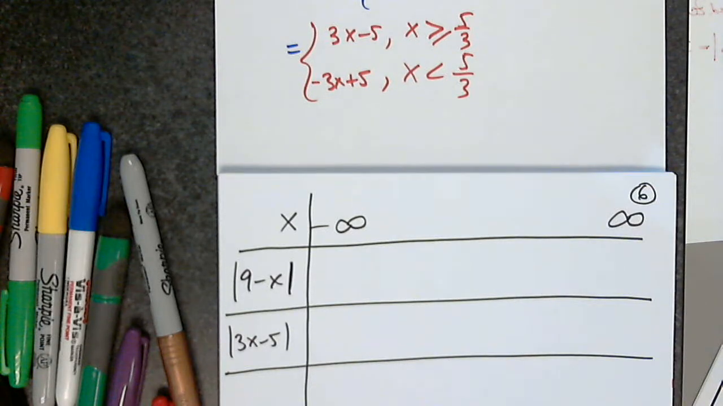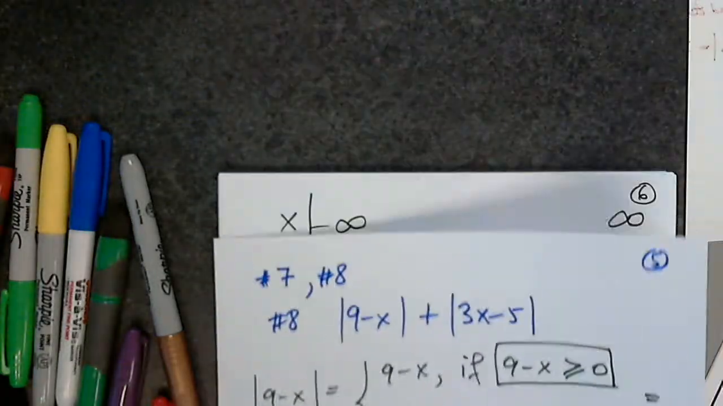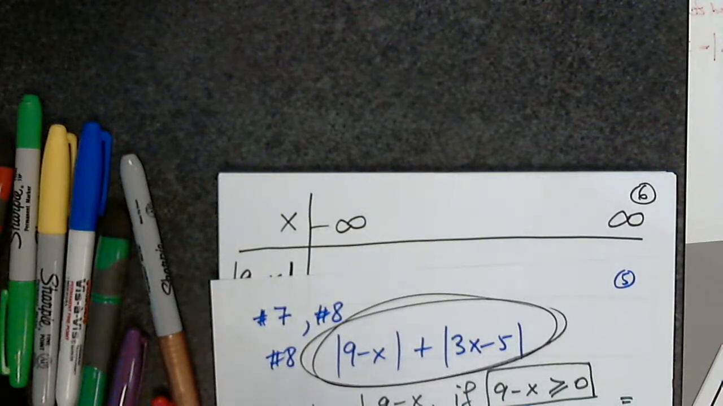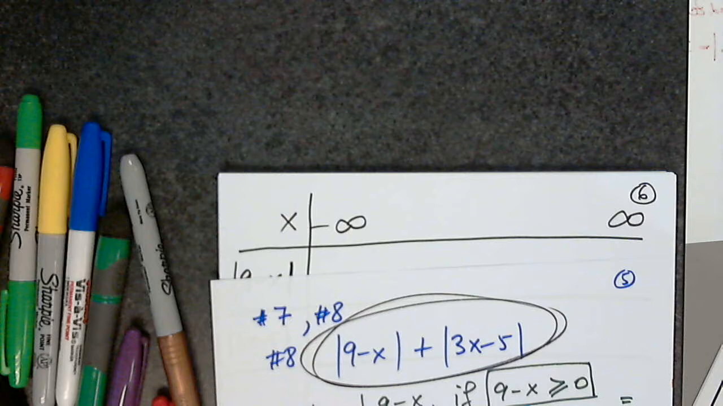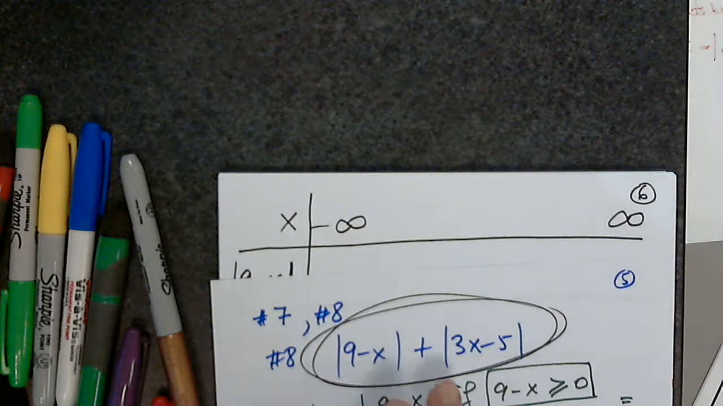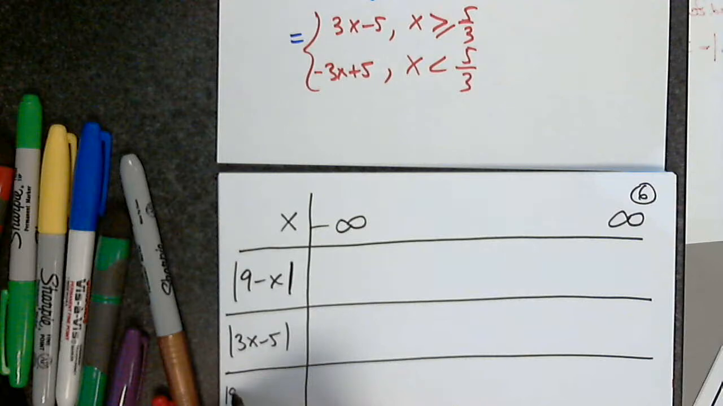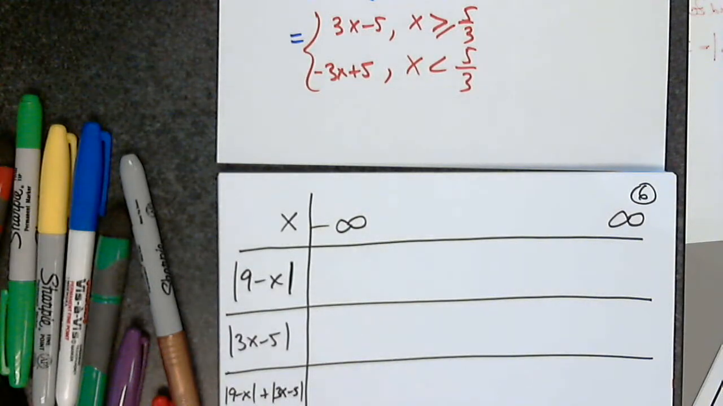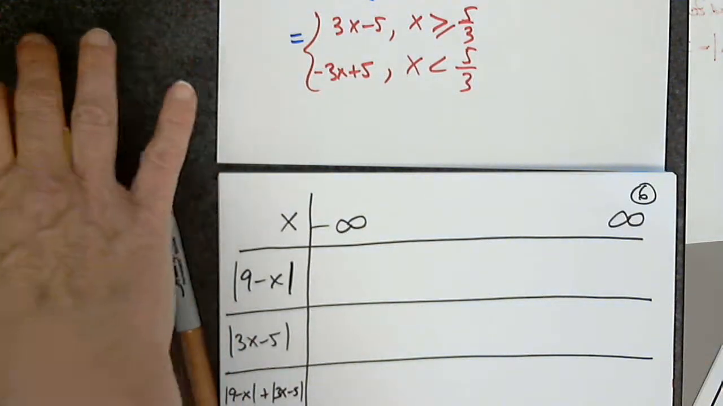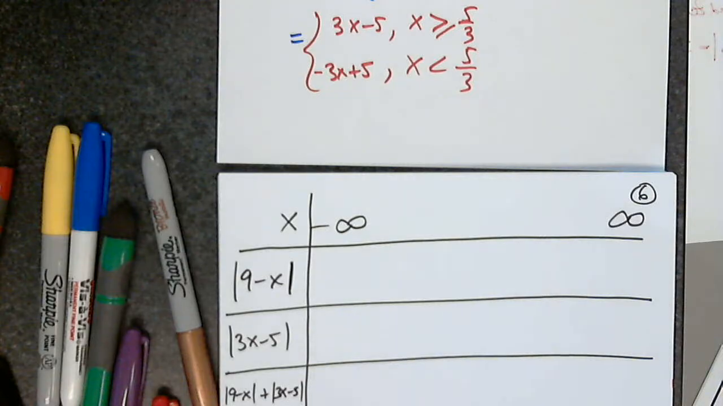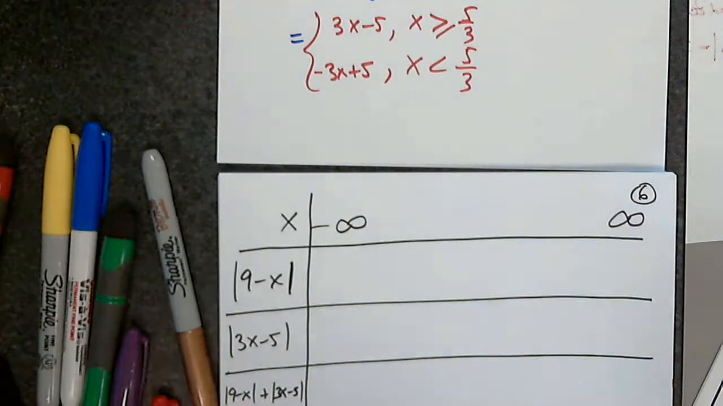Both. The expression. This is what I'm trying to simplify. Not each by itself, but I had no choice. I had to simplify each by itself first. But what I'm really interested in, that's my target: the whole expression. That would be on the last row. So the absolute value of 9 minus x plus the absolute value of 3x minus 5. This is my target. I don't care for the individual ones, but I had no choice. I had to build slowly till I get to the roof, right?